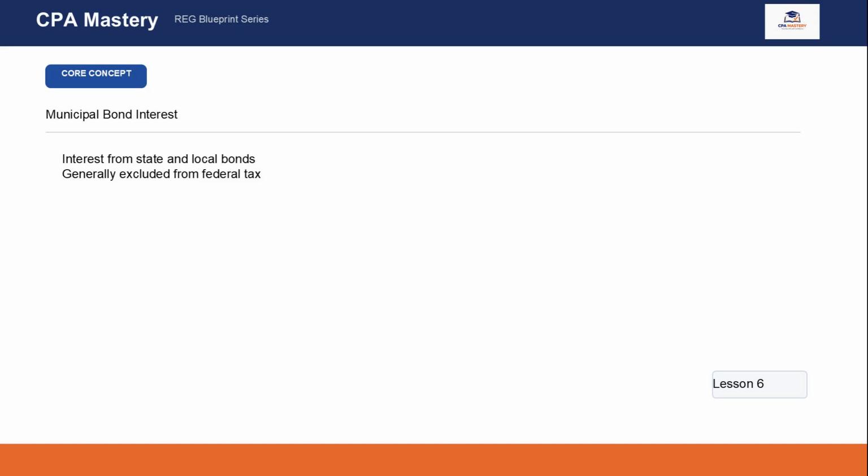Interest earned from municipal bonds issued by state or local governments is generally excluded from federal income tax. This exclusion exists because the federal government wants to help state and local governments borrow money more easily. By making the interest tax-free at the federal level, investors are more willing to purchase these bonds.